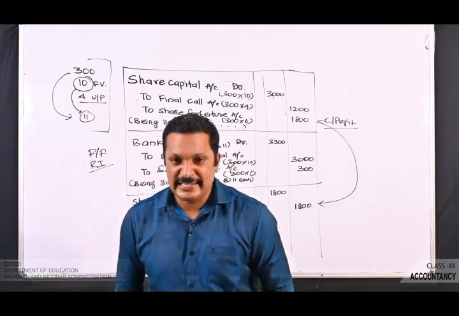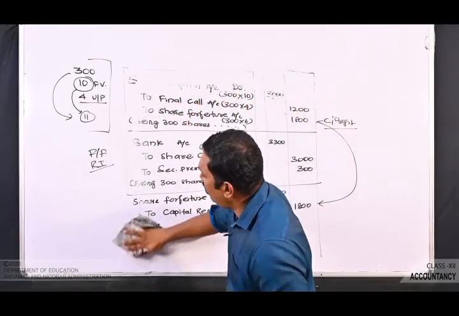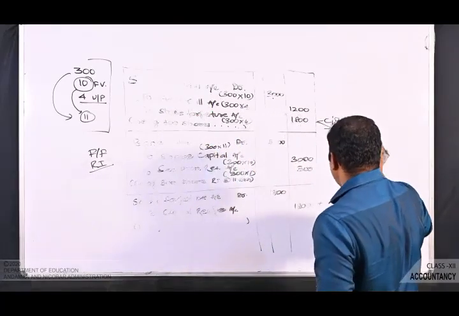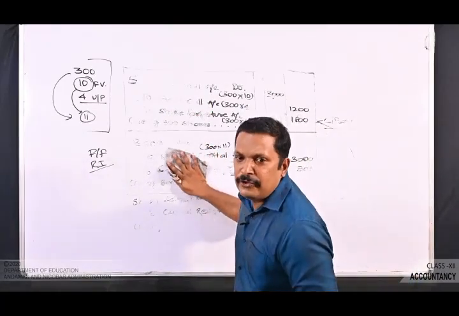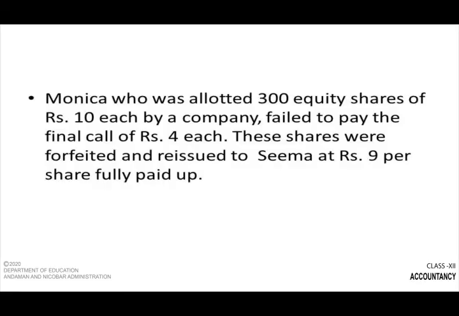So go through the second question. What is given in the second question? I just kept the same amount of forfeited shares and face value and everything. I just changed some reissue amount. Just check the question. Monica was allotted 300 equity shares of rupees 10 each by a company, failed to pay the final call of rupees 4 each. These shares were forfeited and reissued to Seema at rupees 9 per share, fully paid up.